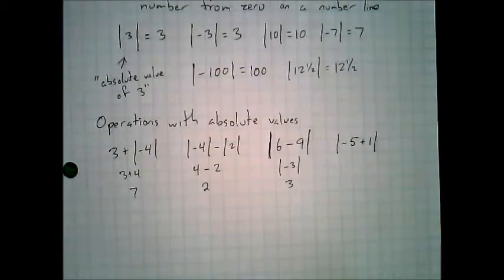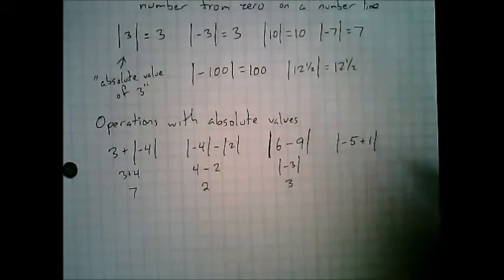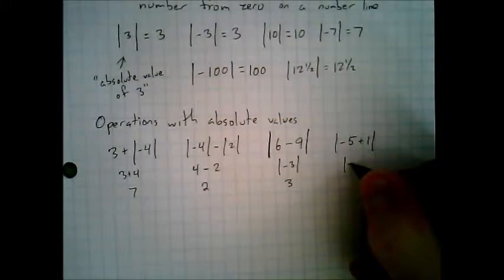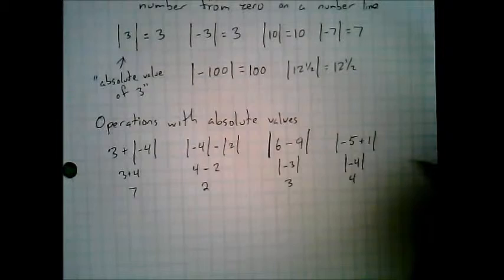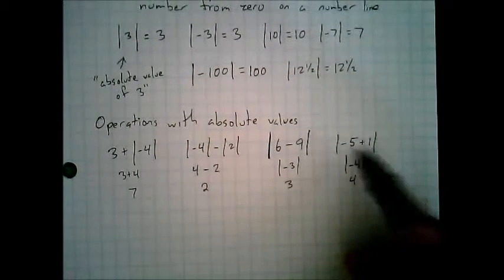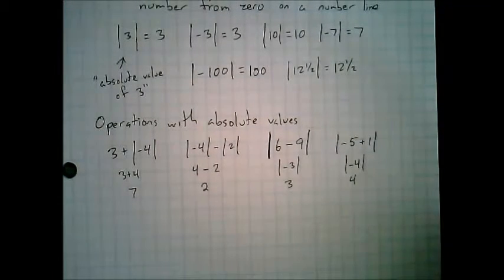Try this one: the absolute value of -5 plus 1. So we do -5 plus 1 and we get -4. Then we take the absolute value of -4, which is +4. Again, we add what's on the inside first. We're not taking the absolute value of each number first. We do the operation on the inside first, and then take the absolute value.